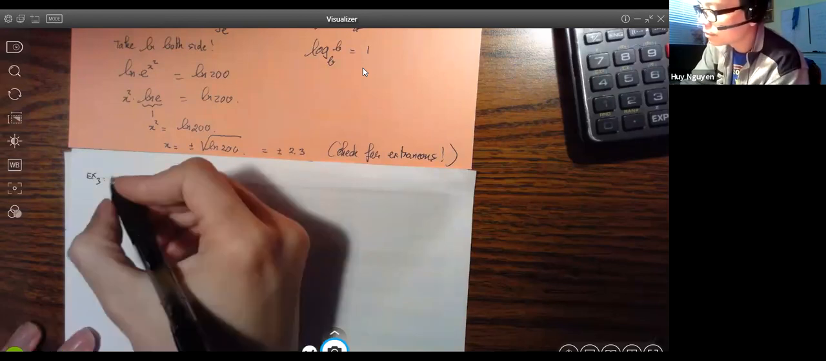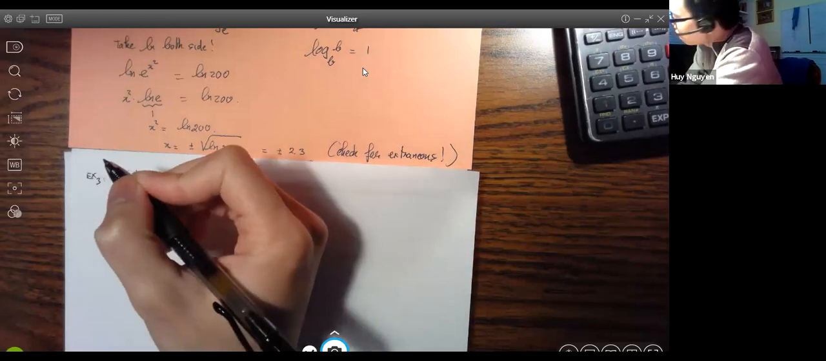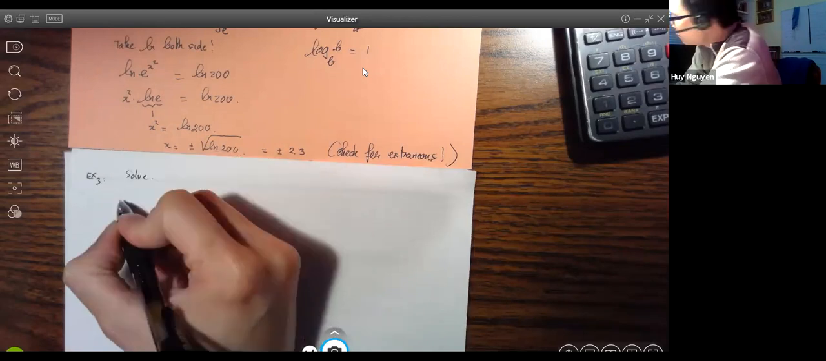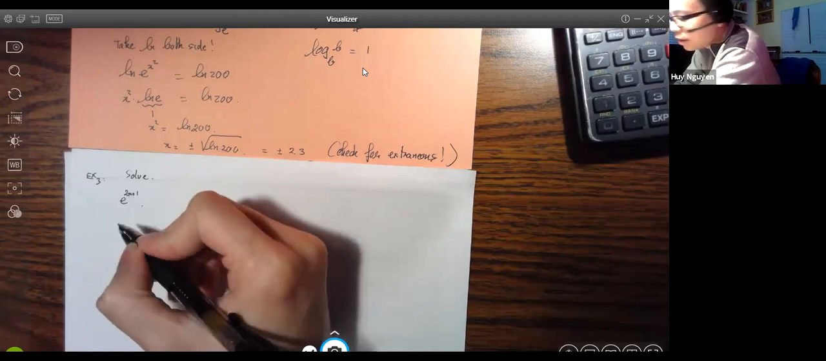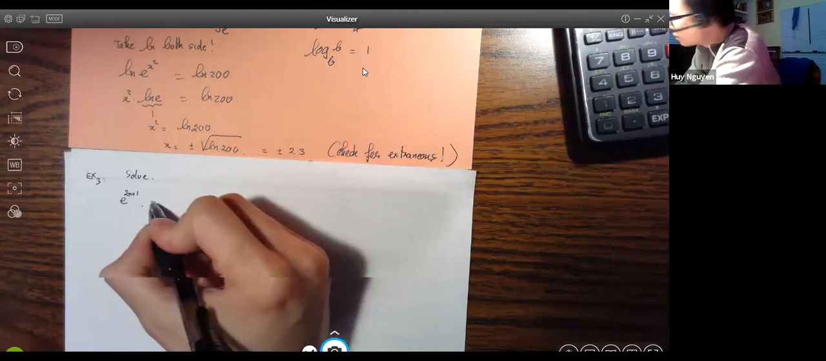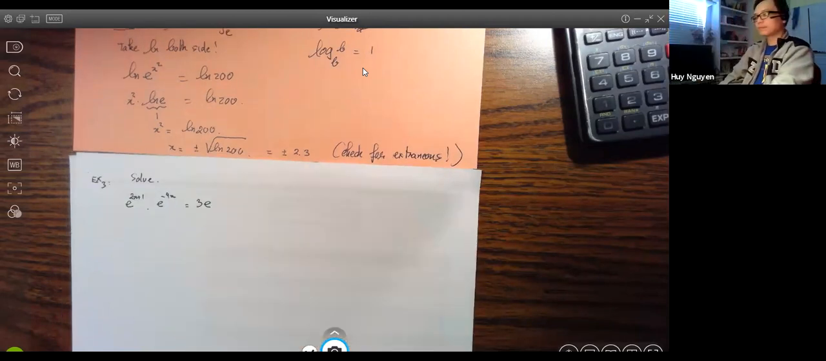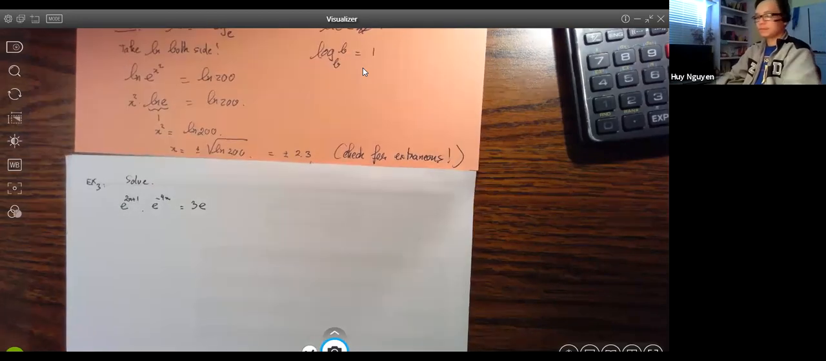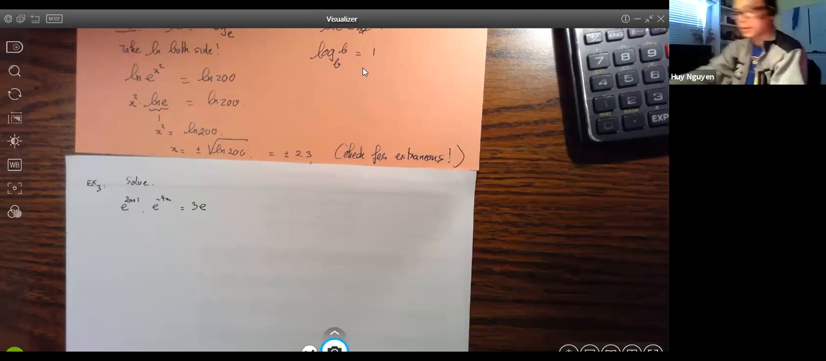So e^(2x+1) times e^(-4x) equals 3e. Let's try to use log base 10 in this case. Let's see if I can use it or not. Most of the time, yes, I can. But let's see. Is that negative 4x? Negative 4x, yes.